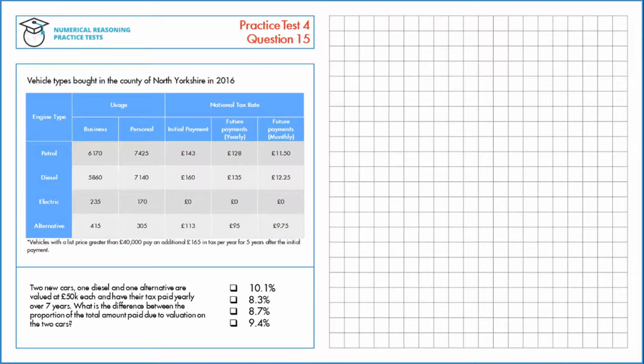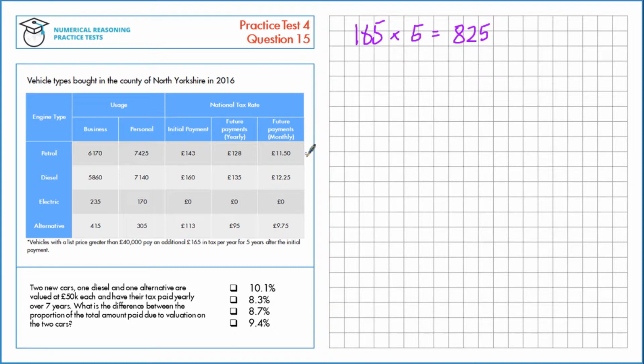So, for each car, we have £165, that's the additional 165 because it's greater than 40,000. 165 times 5 years, which is 825. Even though these are paid over 7 years, it's only paid for 5 years after the initial payment.